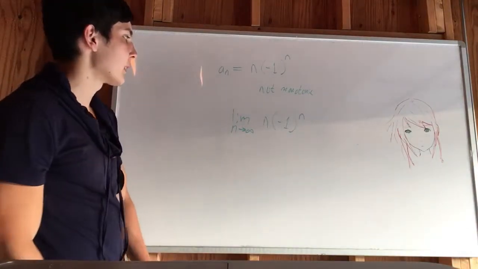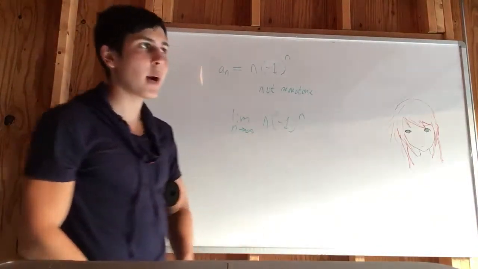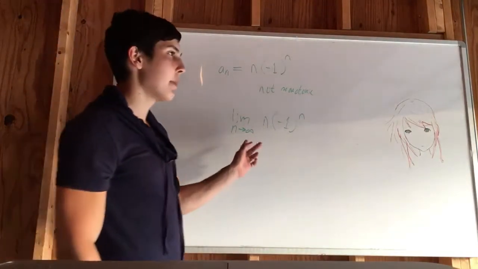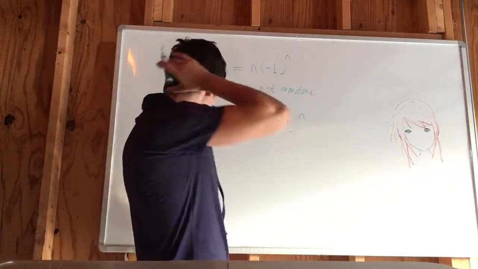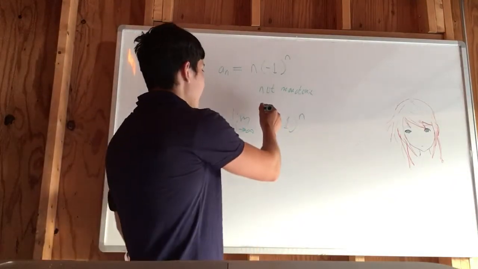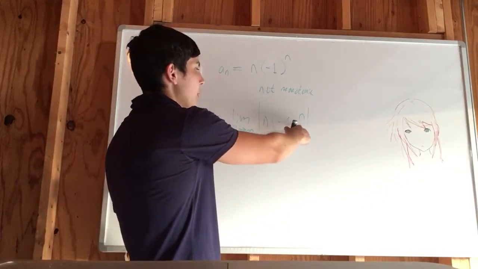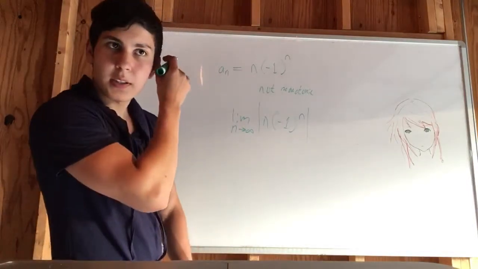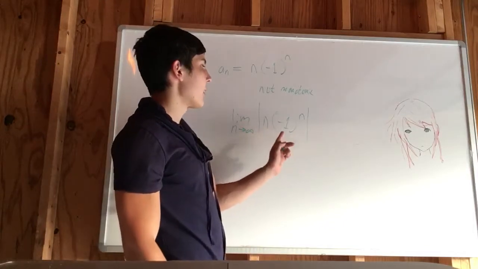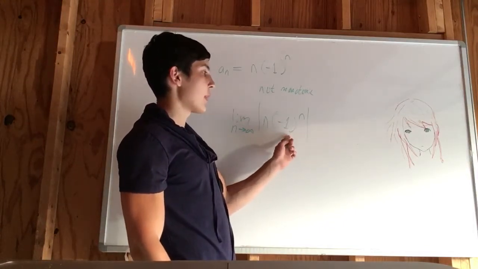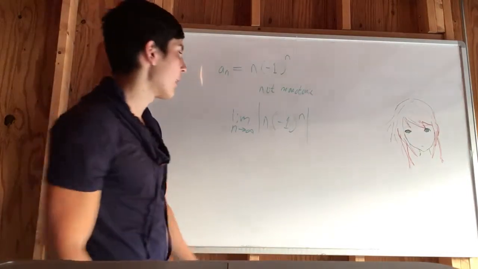So with something like this, if you remember with sequences, whenever you have -1 to some power, and you take the limit of that as n approaches infinity, you could just take the absolute value of that entire thing. So you could just take the absolute value of this. And what would be the absolute value of (-1)^n? That'd just be 1. Because 1 to the power of anything is always going to be 1.